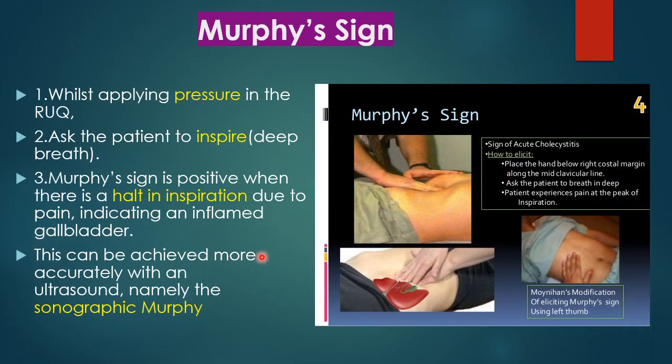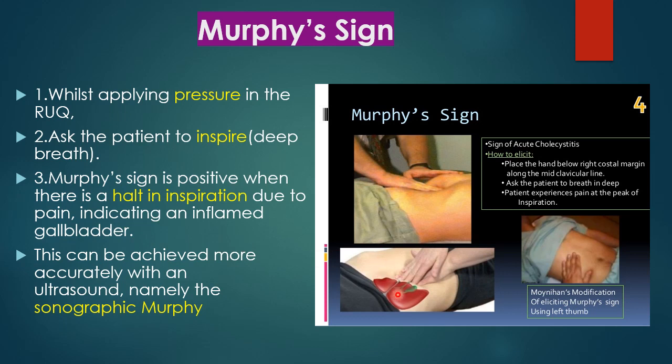Murphy sign, okay, this is how you do a Murphy sign. With the patient lying supine, apply pressure in the region of the gallbladder in the right hypochondrium. I already told you the landmarks, how you locate the gallbladder. Ask the patient to take a deep breath, and if he stops the inspiration suddenly, then it is positive. So the Murphy sign is positive when there is a halt in inspiration due to pain, indicating an inflamed gallbladder.